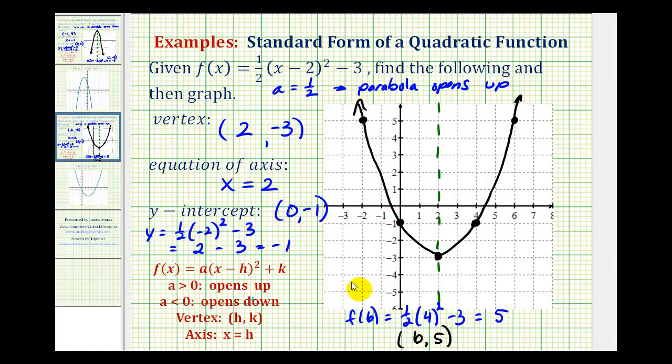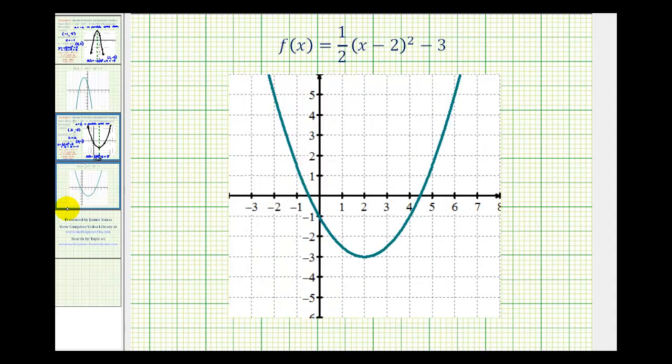And of course, we can always verify our graphs by using software to graph the function, which would look something like this. And notice how this graph matches the graph we made by hand.